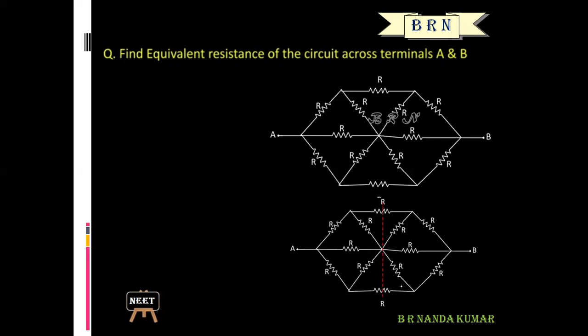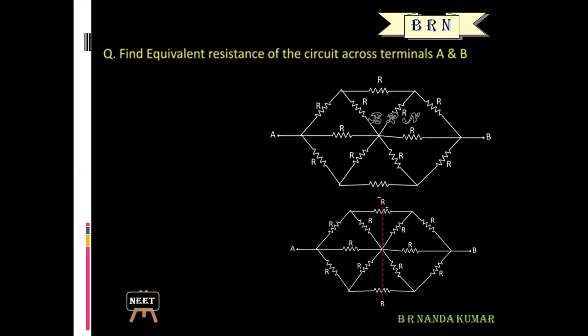Actually, the right part is the image of the left part. If we place a mirror here, the right part of the circuit is the image of the left part. So both parts are identical.